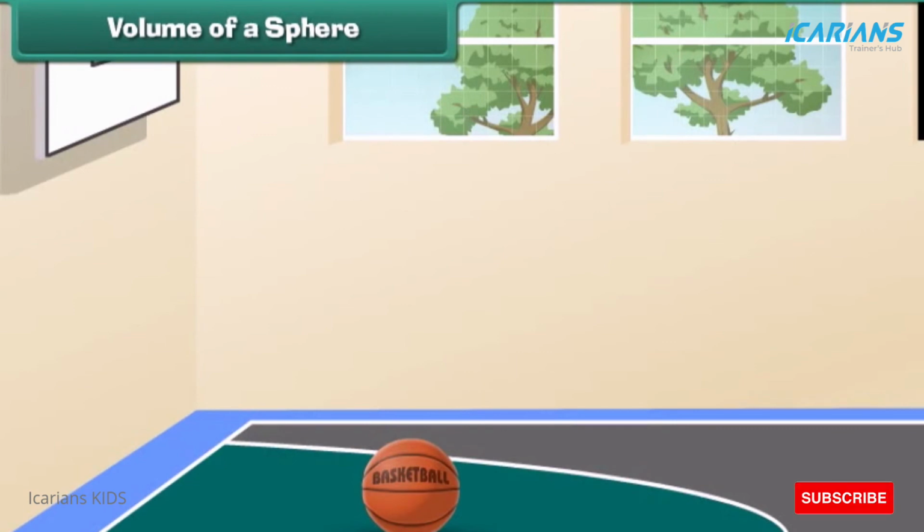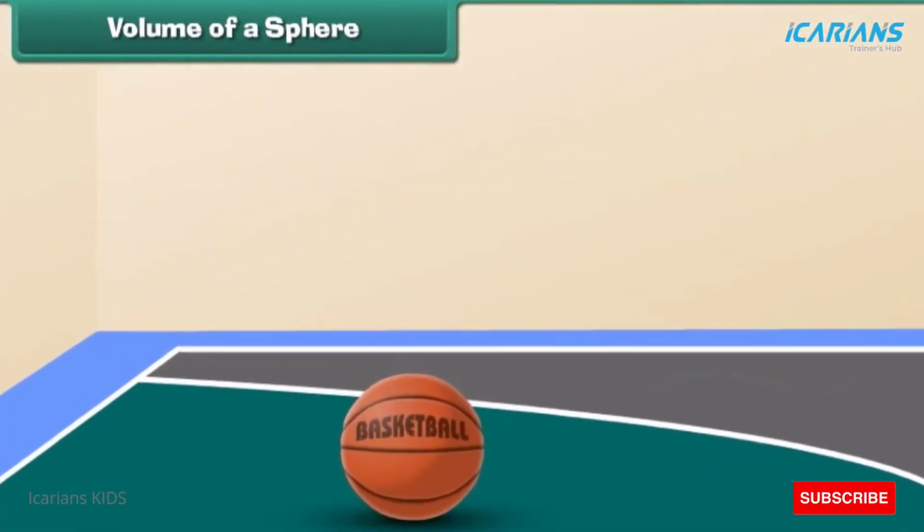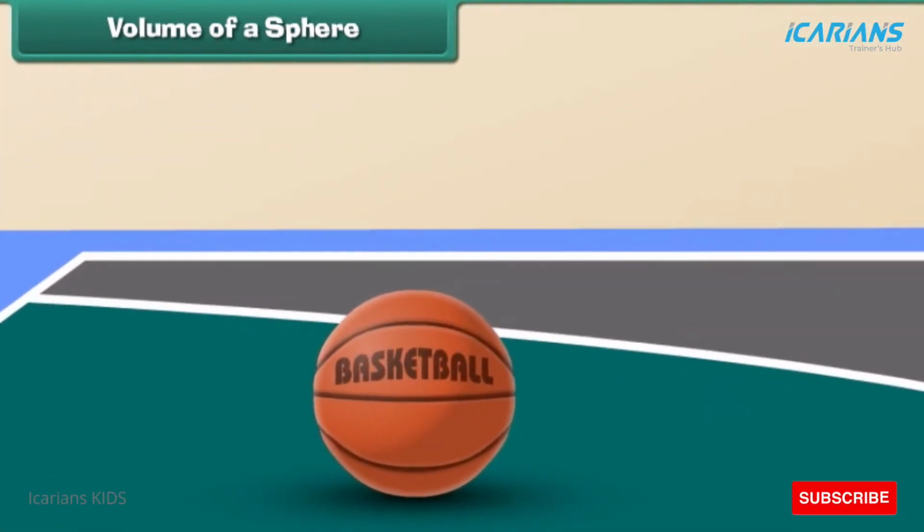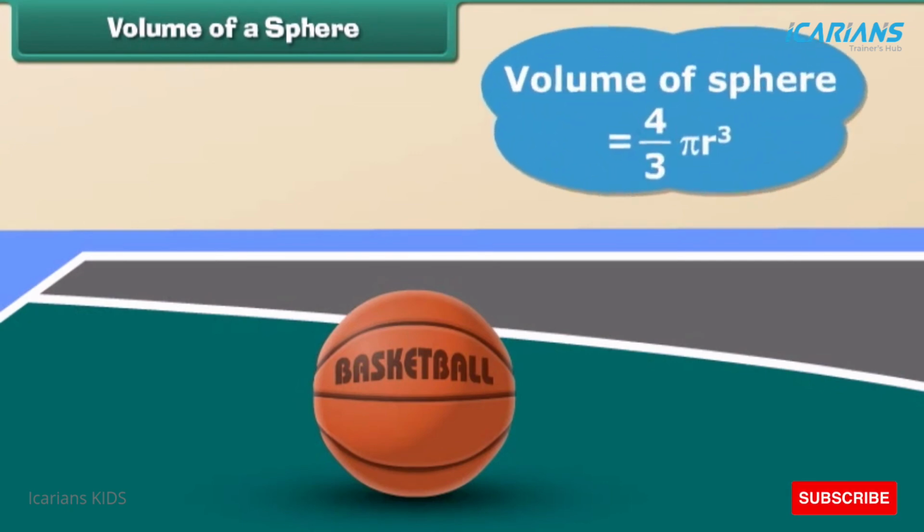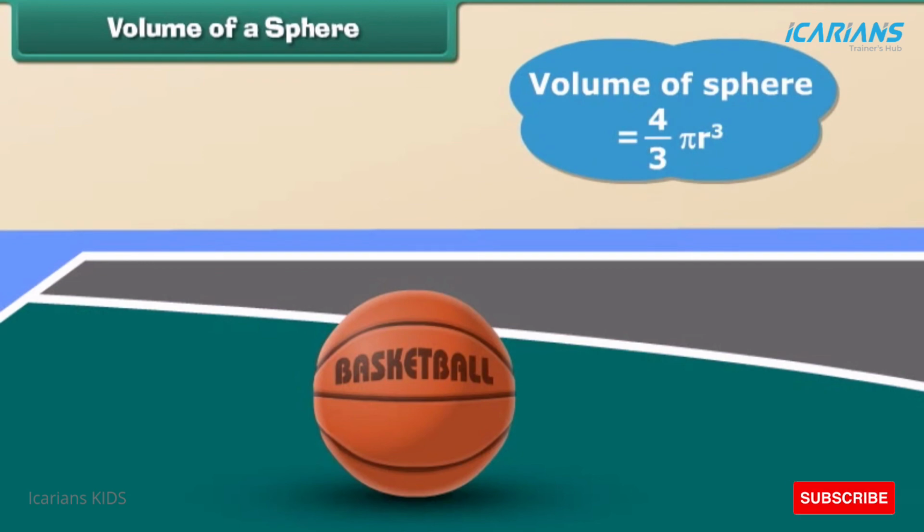What do we call this round ball? Yes, it's a sphere. It looks the same from every angle, doesn't it? The formula to find the volume of this sphere, V, is 4/3 pi r cubed.